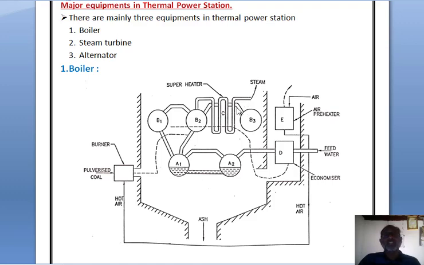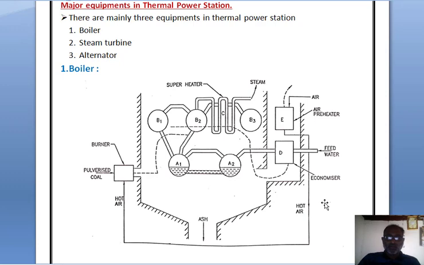Now the flue gas then passes through this air preheater. Due to this, the flue gases come in contact with the air and the air is heated. That means whatever air is required in the boiler is preheated by the flue gases. Then the flue gases pass through this economizer, which is used to raise the temperature of feed water in the boiler.